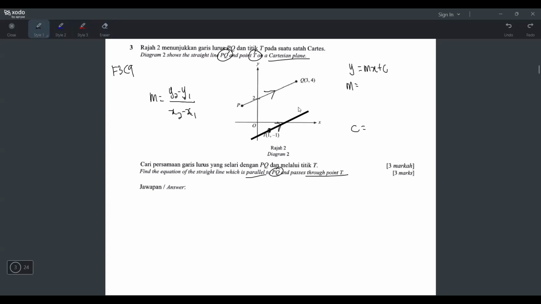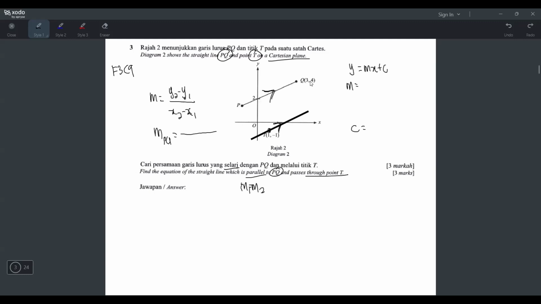So macam mana nak cari gradient? Okay, kan dia dah cakap ini line dengan ini line parallel. Parallel means lari, right? So selari means gradient dia sama lah. So m1 equals m2. It means the gradient of this line is actually same with the gradient of PQ. So I can find the gradient of PQ and pinjam the gradient PQ for my gradient. Okay, yeah, we can pinjam because our gradient we are parallel. They are parallel. Okay, so gradient PQ boleh cari sebab ada dua coordinate kan.